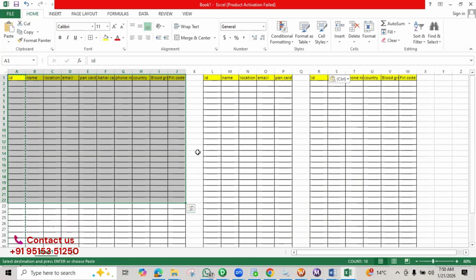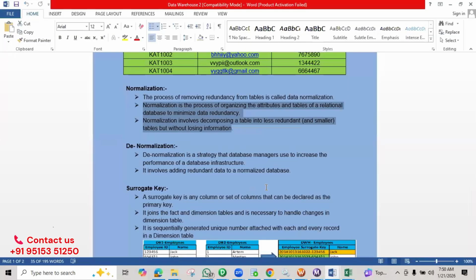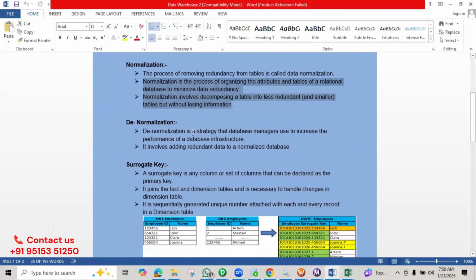Okay, so now, any question? Okay, no question. Then just now we have discussed normalization and denormalization. Now the next and last topic is surrogate key. For better understanding, let me open one Excel file.